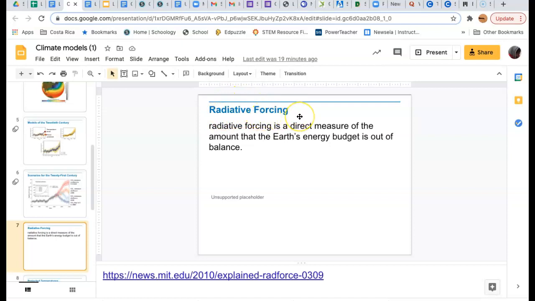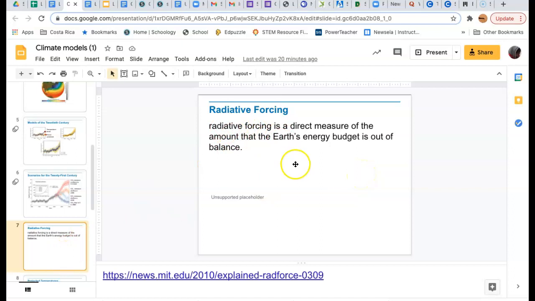Radiative forcing is a direct measure of how much the energy budget is out of balance. I don't know if you remember, with the energy balance, we have the amount of incoming and the amount outgoing. If that amount is different, that's what radiative forcing is about. It actually is a measurement of that. So it's the difference between the incoming and the outgoing.